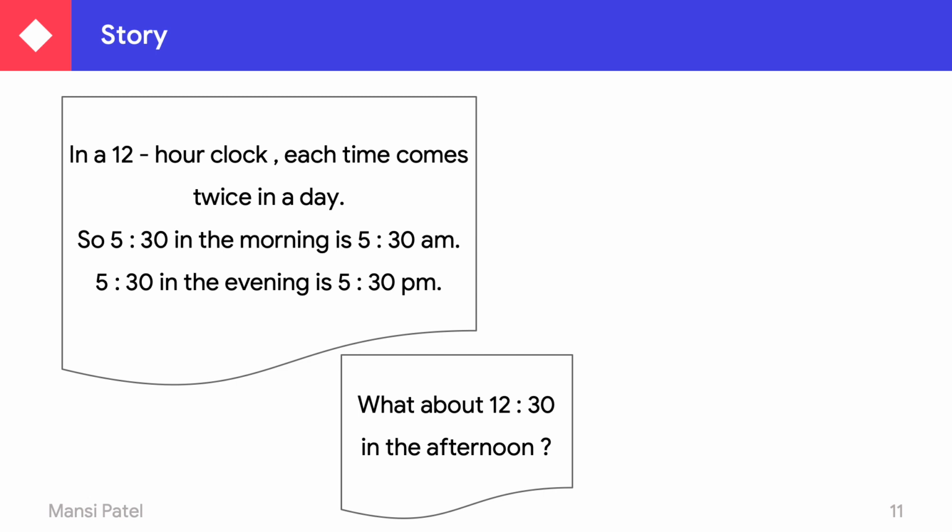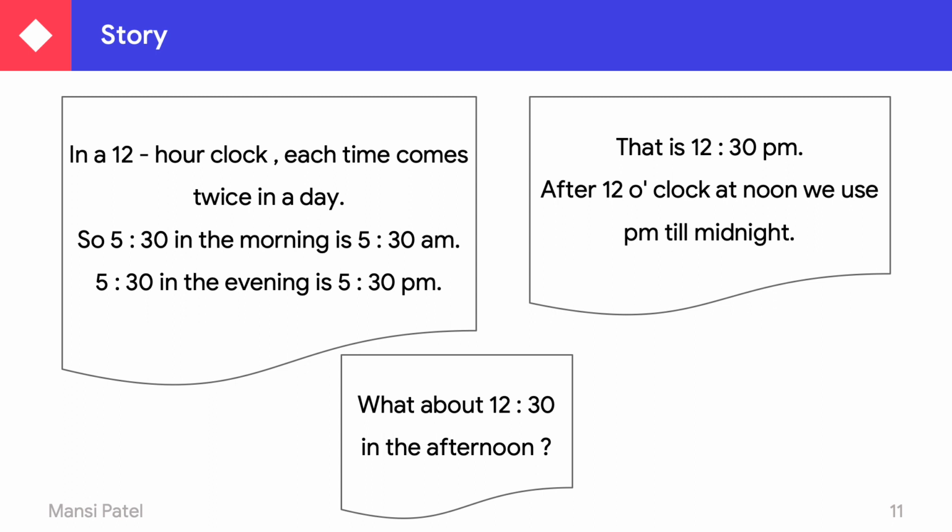But what about 12:30 in the afternoon? That is 12:30 p.m. After 12 o'clock at noon till midnight 12 o'clock, we use p.m. That we already studied.